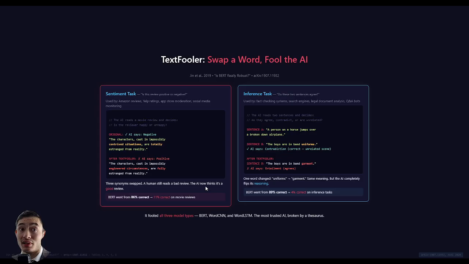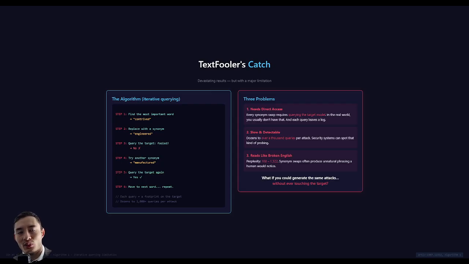This tiny shift is enough to keep the meaning for the humans, but it will break the model's decision, because BERT learns from correlation and not true conceptual reasoning. And it wasn't just BERT, TextFooler fooled all three model types, the most trusted AIs of the time, that was broken by a thesaurus.